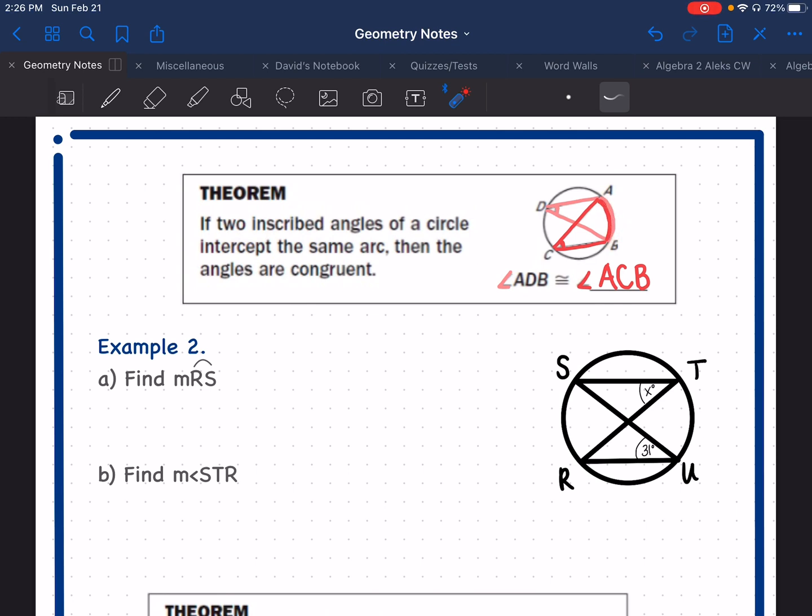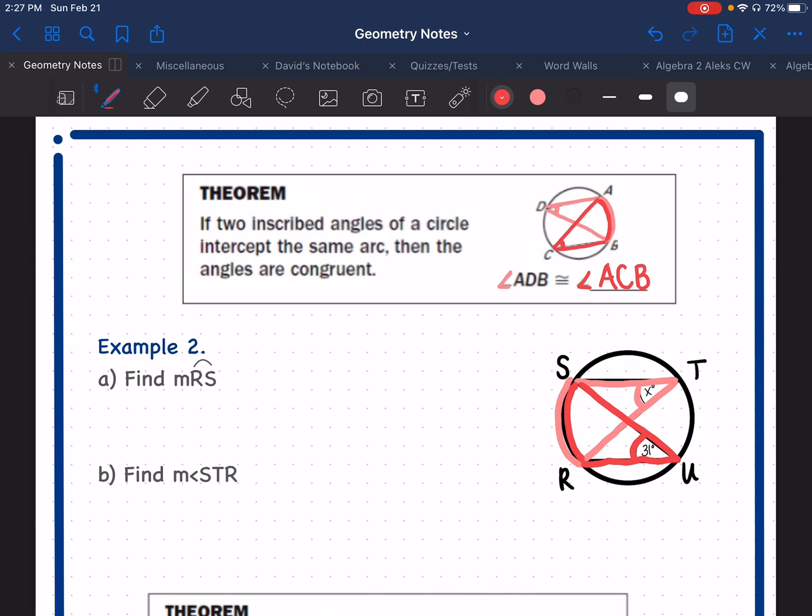All right, let's look at example 2. So notice that I see that same crisscross pattern that I saw in the theorem, right? There's my crisscross pattern. I see it right here. I've just got to figure out where my two angles are. So let's take a look. Here is the first angle, which they are calling X, and it's intercepting SR. And then here is my second angle, which I know is 31, and it is also intercepting SR.